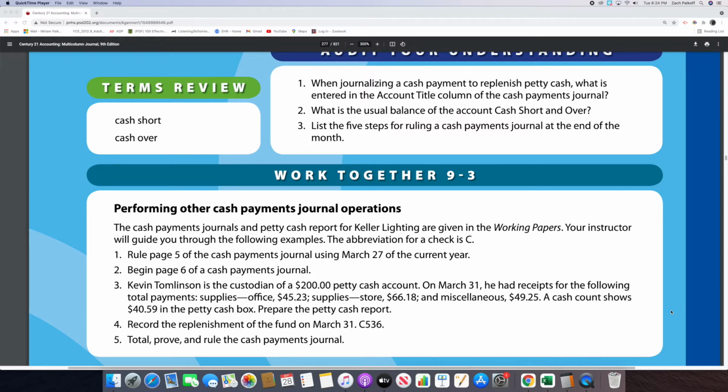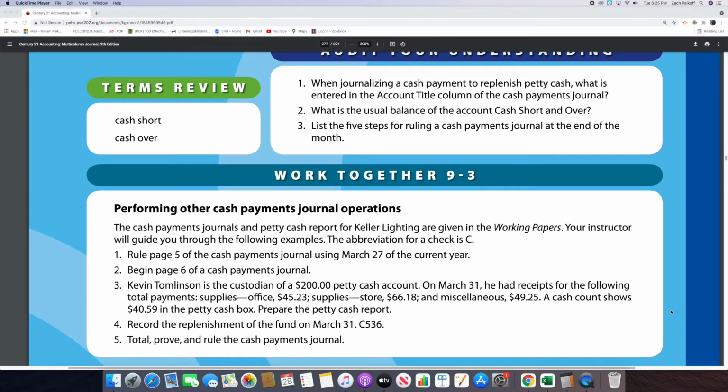Number 3. Kevin Tomlinson is the custodian of a $200 petty cash account. On March 31st, he had receipts for the following total payments. Supplies-office, $45.23. Supplies-store, $66.18, and miscellaneous, $49.25. A cash count shows $40.59 in the petty cash box. Prepare the petty cash report.